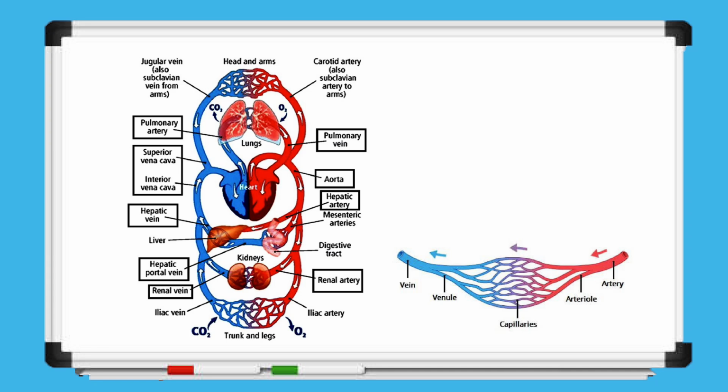Arterioles then branch into a network of tiny, thin-walled vessels known as capillaries. Capillaries are the sites where the exchange of substances takes place: oxygen and nutrients are delivered to the tissues, and waste products like carbon dioxide are collected from them. After this exchange, the blood, now deoxygenated, flows from the capillaries into small vessels called venules. These venules merge to form larger veins, which carry the blood back toward the heart. The pulmonary veins are an exception, as they carry oxygenated blood from the lungs back to the heart.